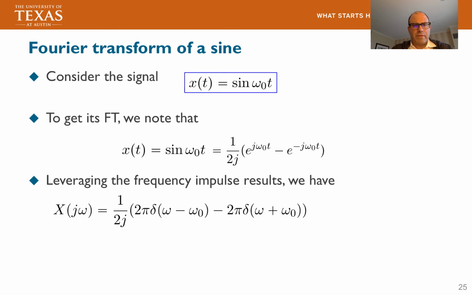Now let's look at the Fourier transform of a sine. So consider the signal x of t equal to sine of omega naught t. To get its Fourier transform, we decompose it using Euler's identity: 1 over 2j, e to the j omega naught t minus e to the minus j omega naught t. Then writing this in the frequency domain using the results from the connection between the Fourier series and the Fourier transform, this is 1 over 2j, 2 pi delta of omega minus omega naught minus 2 pi delta of omega plus omega naught. We can rewrite that by multiplying through by 1/2 and putting the j in the numerator as pi j times delta of omega plus omega naught minus delta of omega minus omega naught.